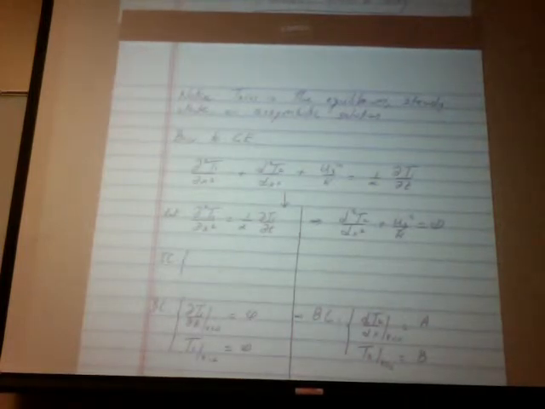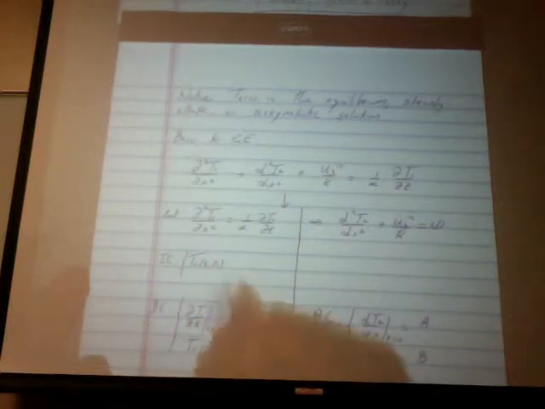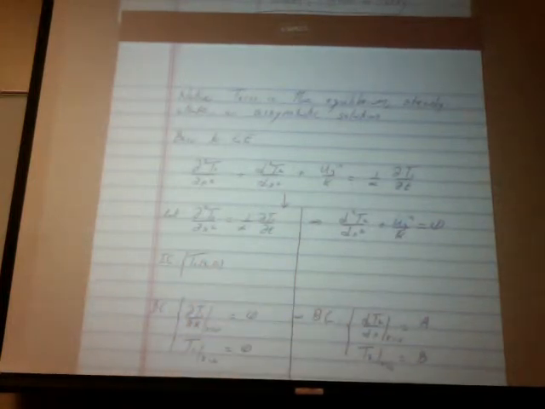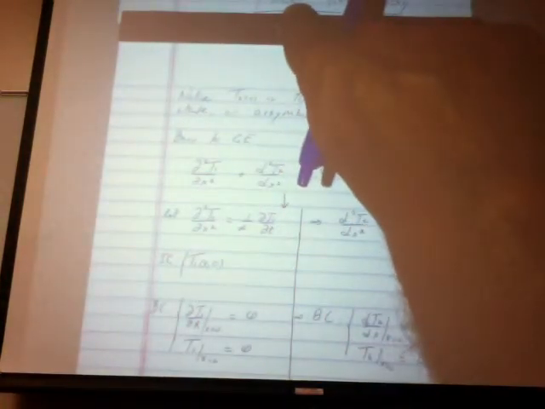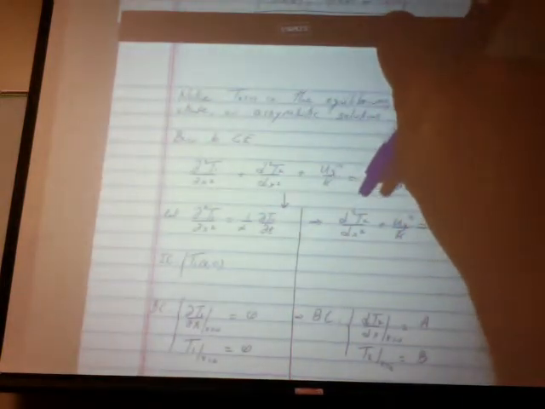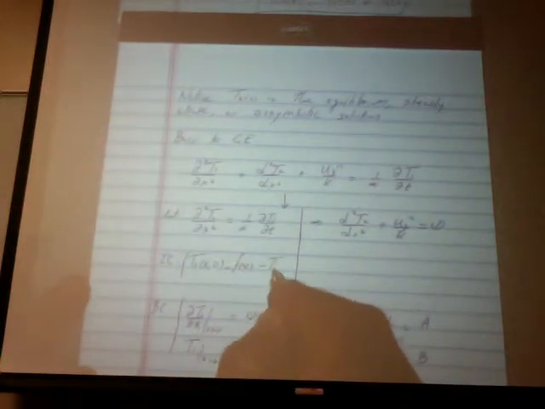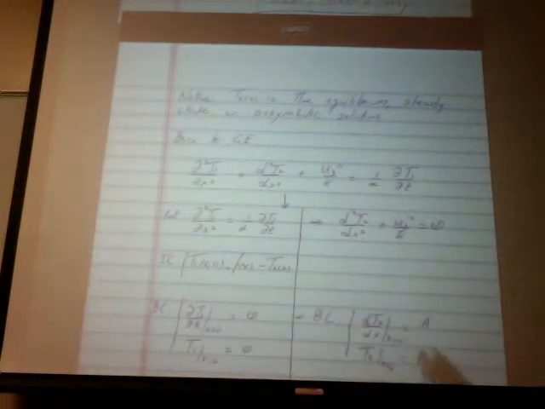How about the initial condition? What is the initial condition for T1 at x comma 0? That would have been whatever the initial condition for T was, minus T2 of x. So it would be equal to f of x minus T2 of x. So we need to find T2 in order to solve for T1.